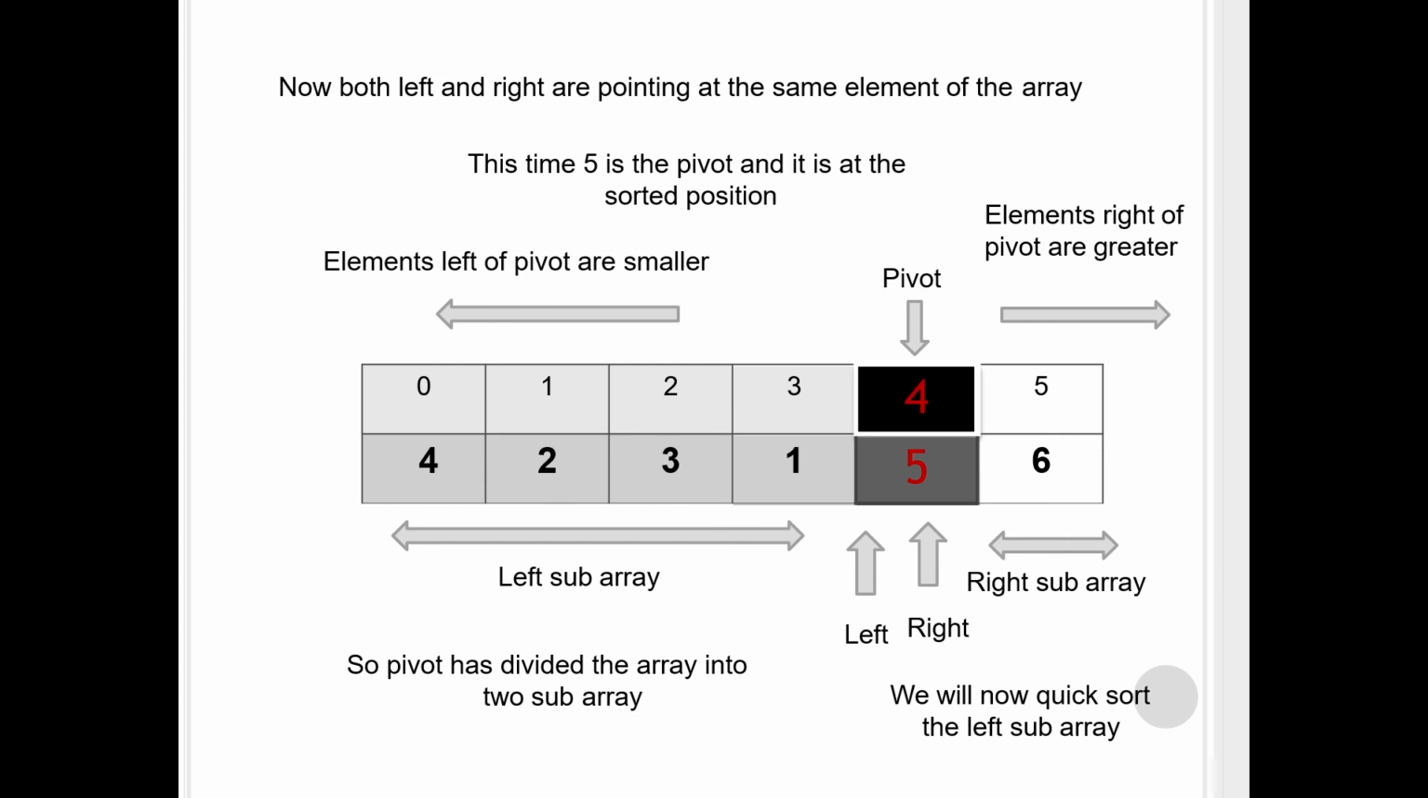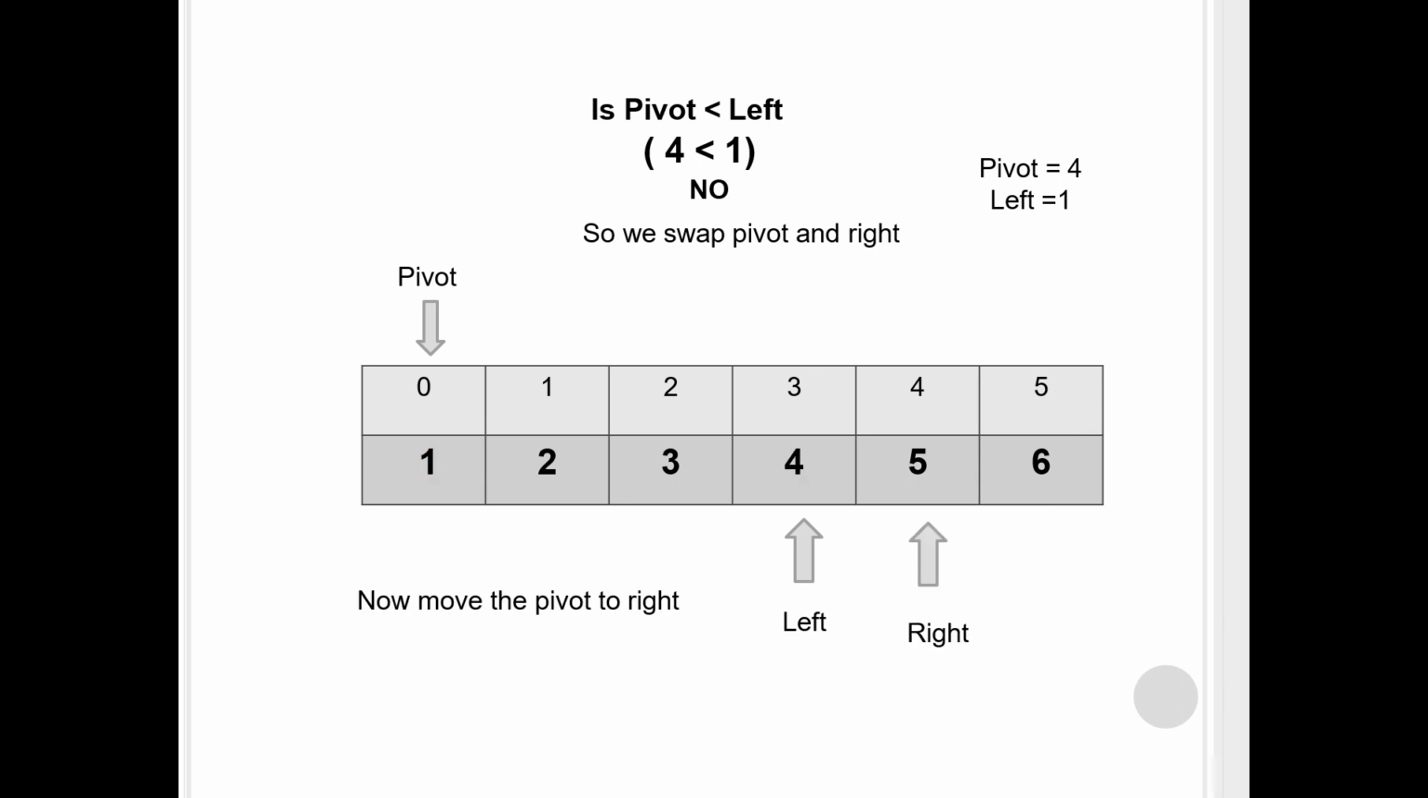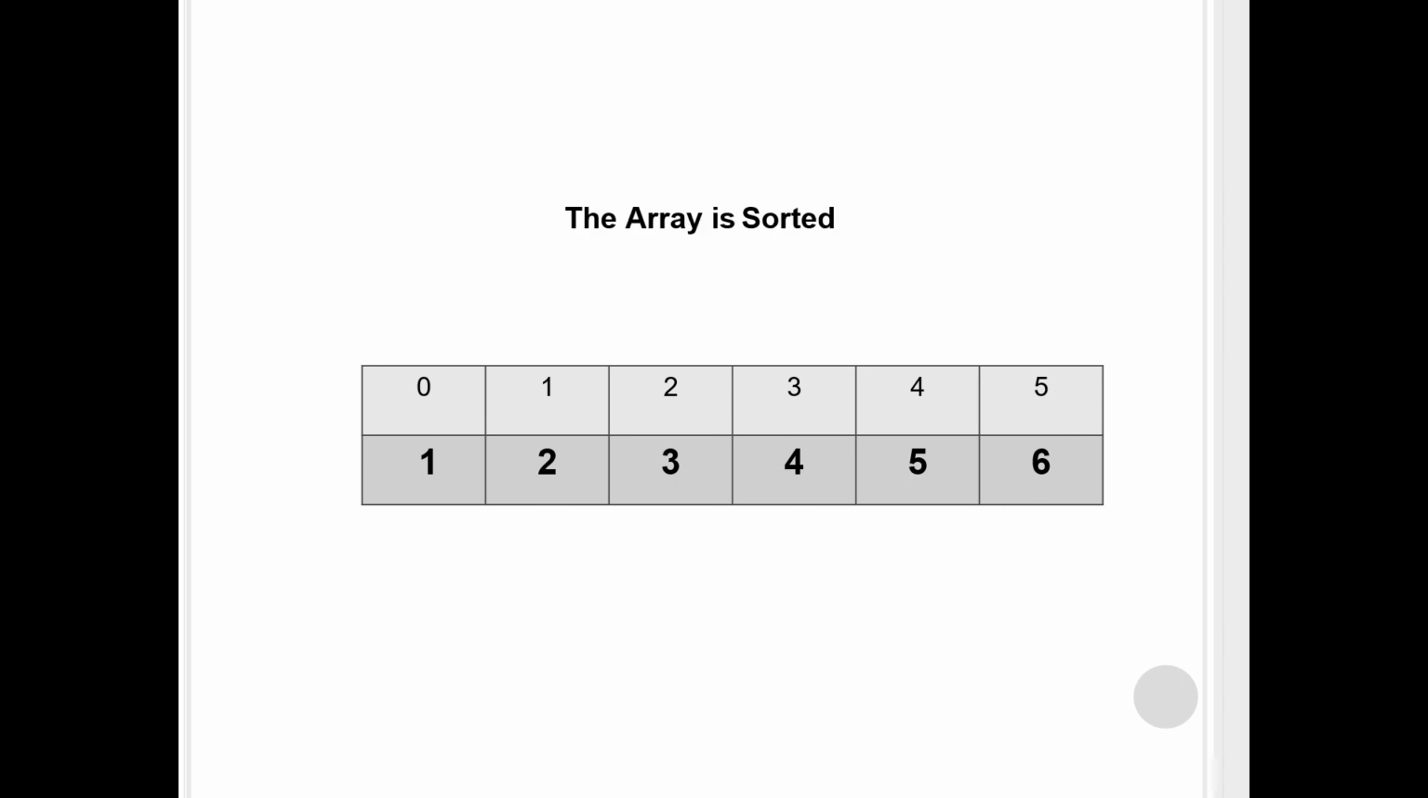Now we will perform quicksort on the left subarray because the right subarray is already sorted. Now similarly, we repeat the process and we check, is pivot less than left, and in this case it's no. So we swap the pivot and right. There you go. So now we move the pivot to right and we repeat the same process and the array is sorted.